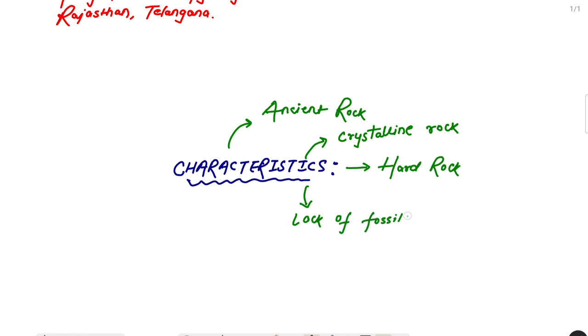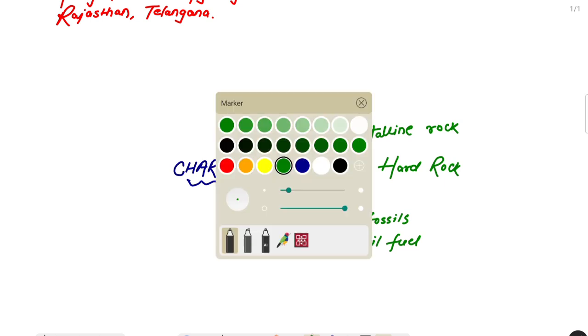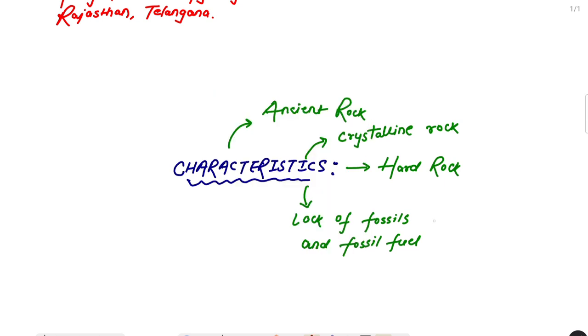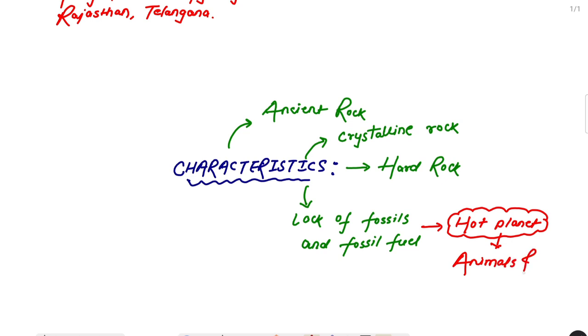And if there is a lack of fossils, then there will be a lack of fossil fuels also, right? If there is a lack of fossils, then there must be an absence of fossil fuel. Now the question is, how can you say that there is a lack of fossils? So tell me, if there is a hot planet, so whatever animals and plants were present, tell me, they will become ash.